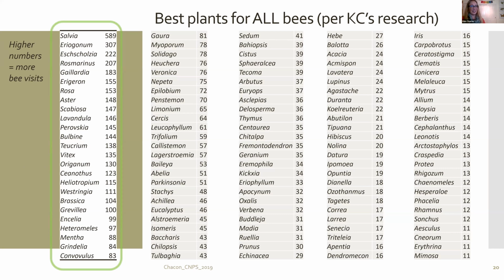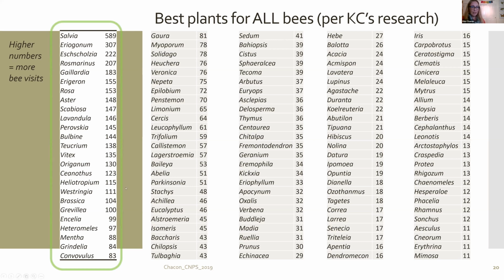It's an interesting status. They're kind of like an agricultural tool for us, but they're also like an invasive, but they're just naturalized. They're here to stay. I think they're not going to go anywhere. Anyway, you can see how incredible salvia was. Eriogonum, Eschscholzia, rosemary, gaillardia, excellent plants. Okay.